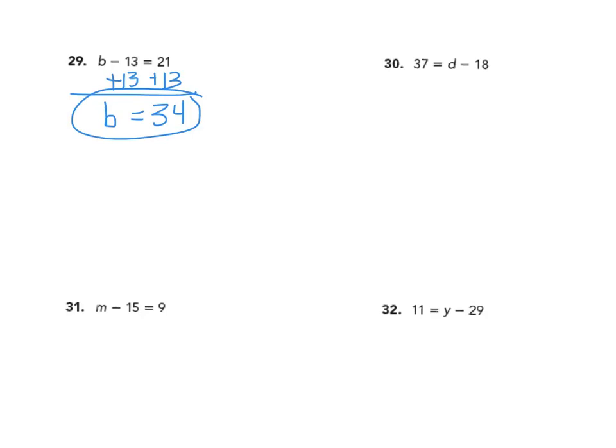If I look down at number 31, the only reason M is not by itself is because it's being subtracted 15. So I can undo that by adding 15 to both sides, keep it balanced. My whole purpose of that was to get M by itself, and it gives me 24 on the other side. So I know the value of M is 24, because 24 minus 15 is 9. If you want to try numbers 30 and 32, you can pause it here, then I'll go over it.